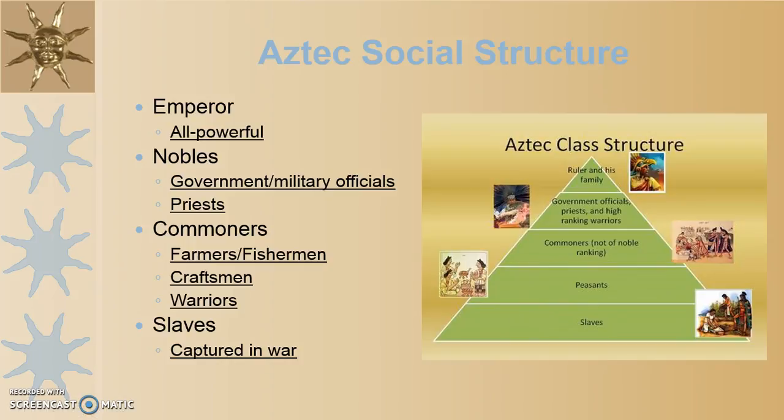The emperor in the civilization is all-powerful, makes all the rules. And then you have nobility who serve in the government and in the military, and then the priests. Your commoners are your farmers, fishermen, craftsmen, and warriors, people who have a skill. And then beneath them you have slaves who are captured in war.